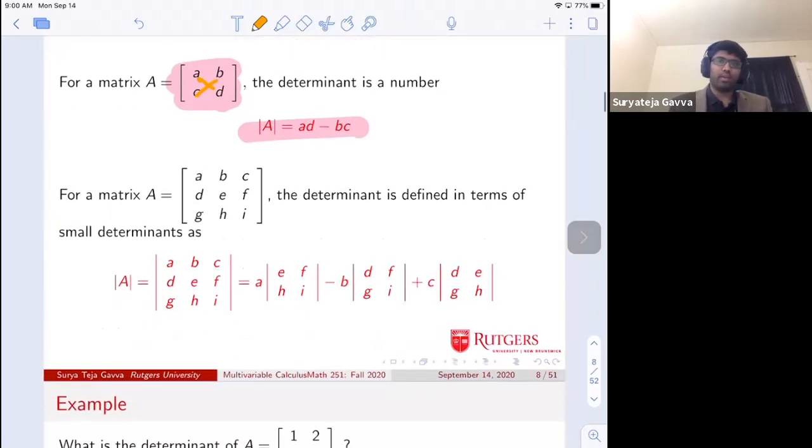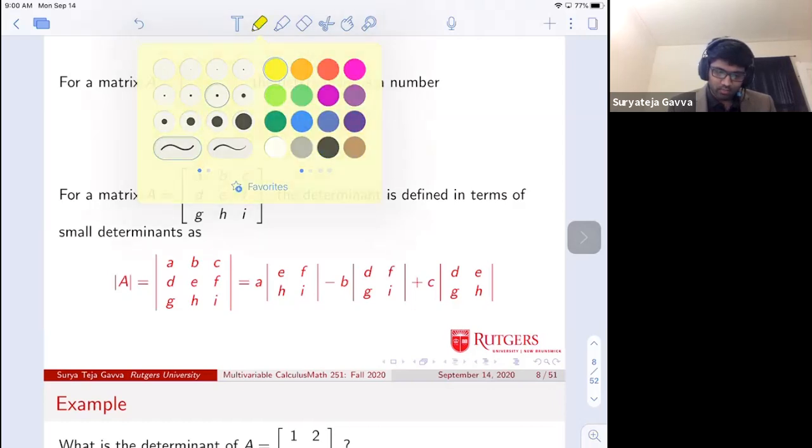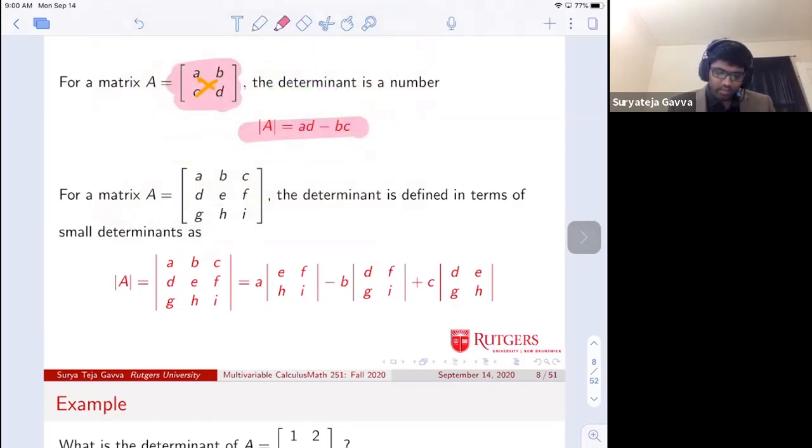Similarly, to compute the determinant of a 3 by 3 matrix a, b, c, d, e, f, g, h, i, it can be defined in terms of smaller determinants. Once you know how to compute a 2 by 2 determinant, you can compute a 3 by 3 determinant by this formula. What you do is a times the smaller matrix you get after removing the row containing a and the column containing a.